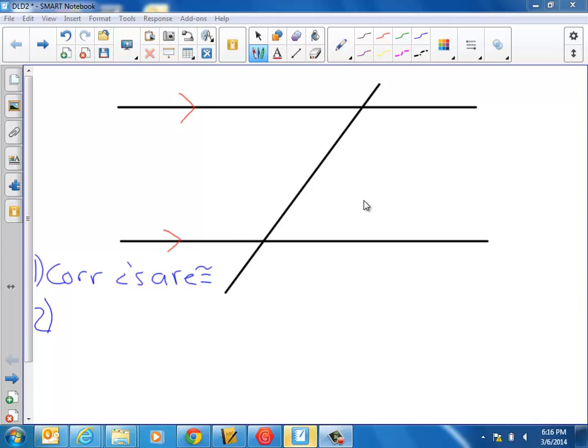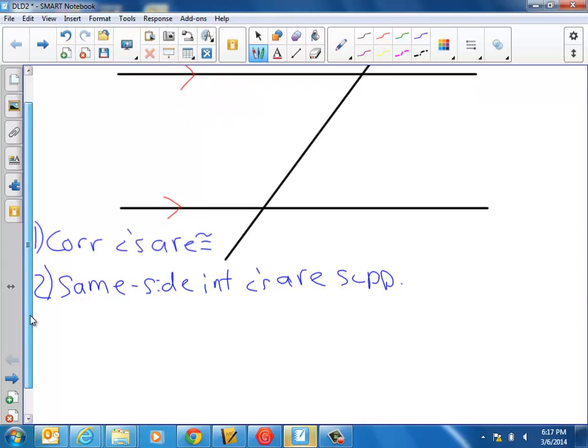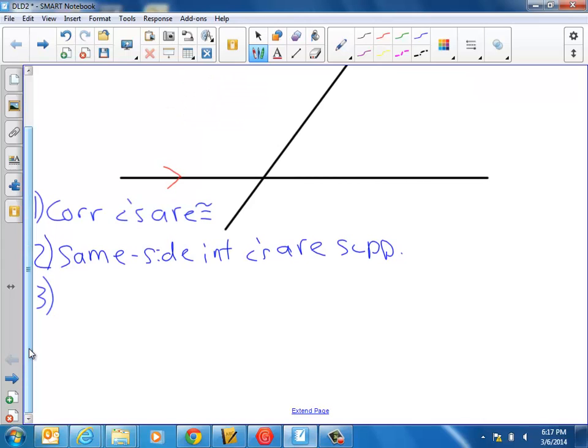We also know that same side interior angles are not congruent, they are supplementary. Again, that means that the two angles that are same side interior that we can find, they will add up to 180 degrees. And third, that alternate interior angles are also congruent, also have the same measure.